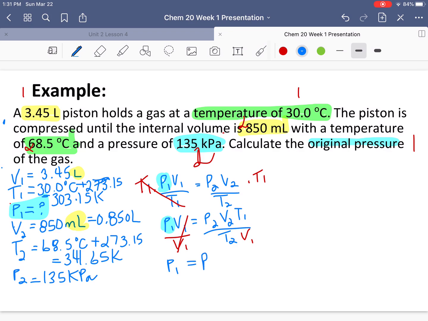Final formula, P1 equals P2 times V2 times T1, all of that divided by T2 times V1. Be careful with your multiplying. Let's plug in some stuff, include your units, that way you can see what starts to cancel out. P2 is 135 kilopascals.